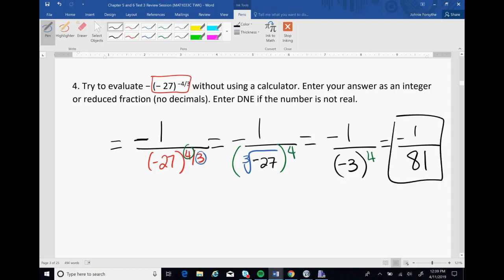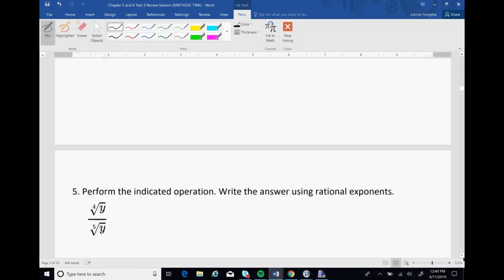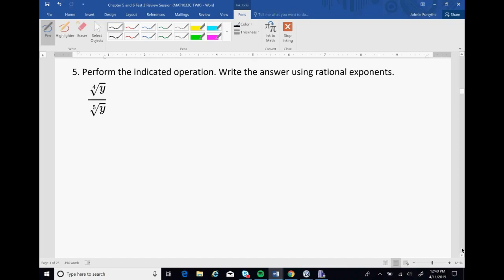But remember, when you are taking a rational exponent and changing it into radical form, when you have a negative exponent, you want to make that positive immediately and then rewrite it into radical form. Okay, number 5, perform the indicated operation. Before we just went from rational exponent form into radical form, well, now we can go from radical form into rational exponent form.